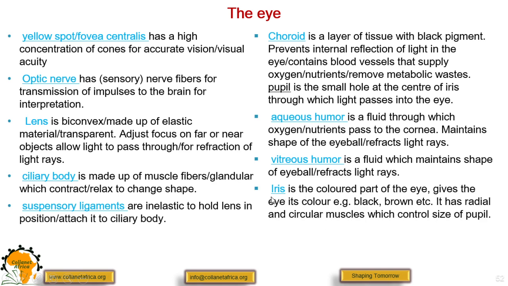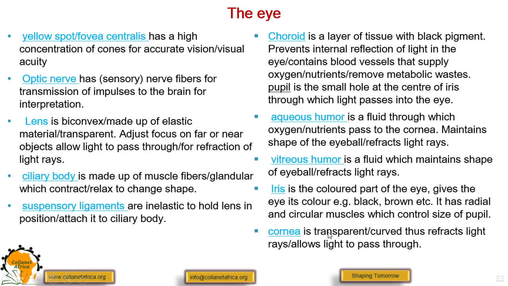We also have the part called the iris, and it is the colored part of the eye, and it gives the eye its color. So there are people who have black or brown eyes, so that is the role of the iris. It has radial and circular muscles that control the size of the pupil.